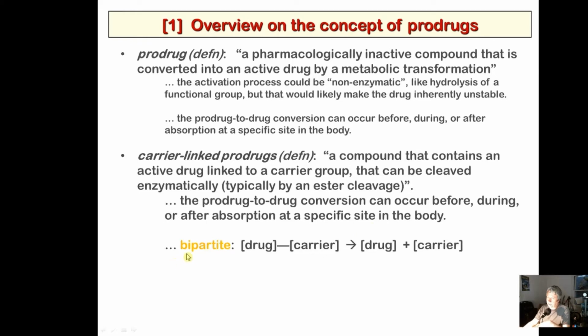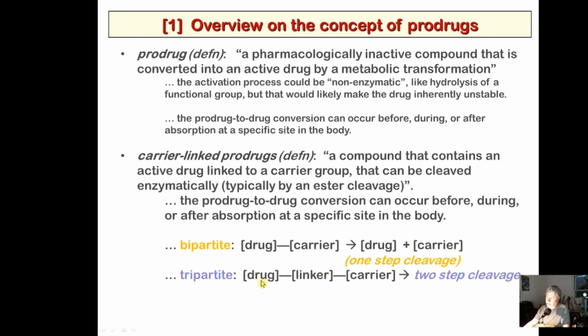Then we have bipartite and tripartite drugs. So bipartite has kind of a drug component and a carrier component, which is usually a small fragment of the molecule. And then these get cleaved somewhere along the way. And it's a one-step cleavage. So the two pieces just get cleaved, and then you have your drug.